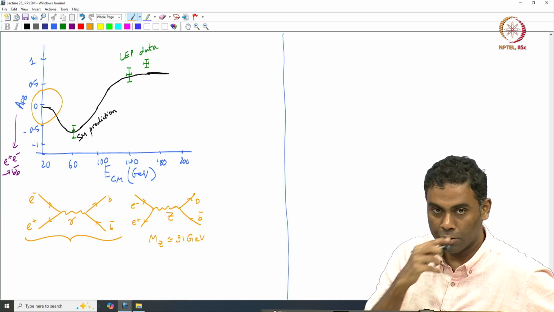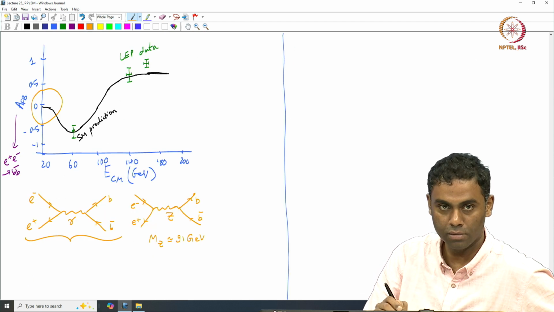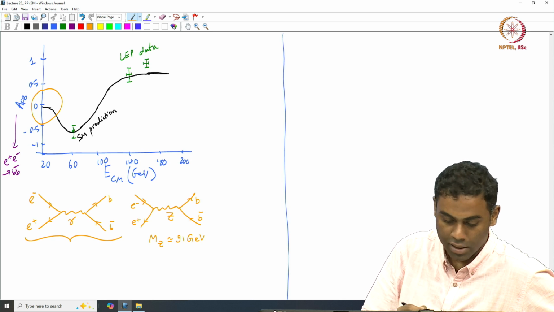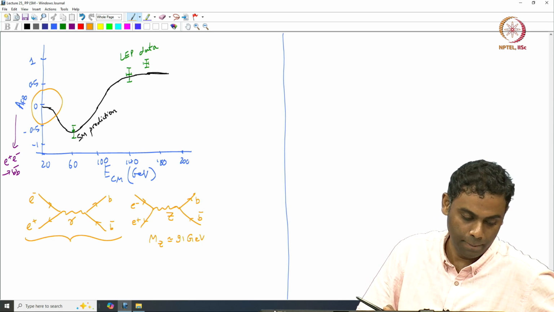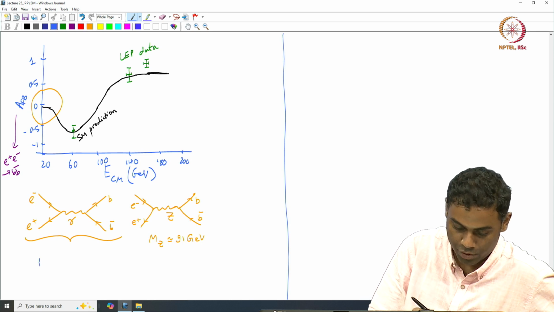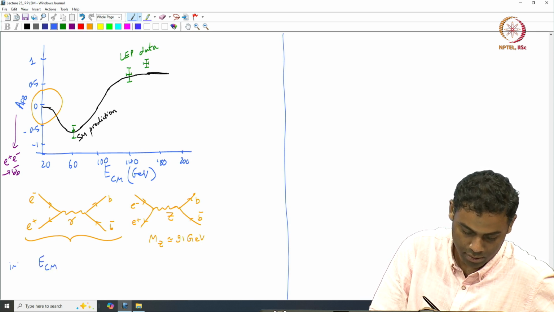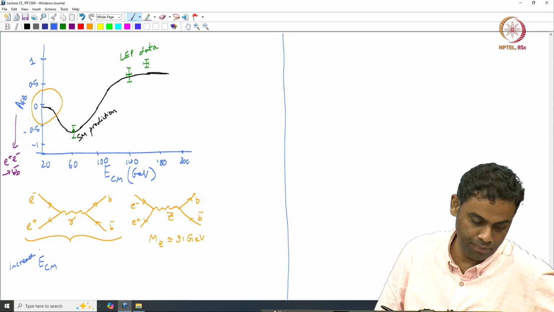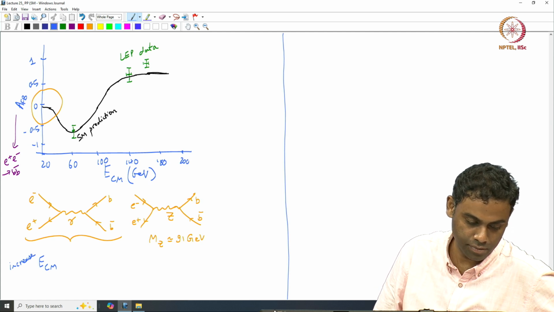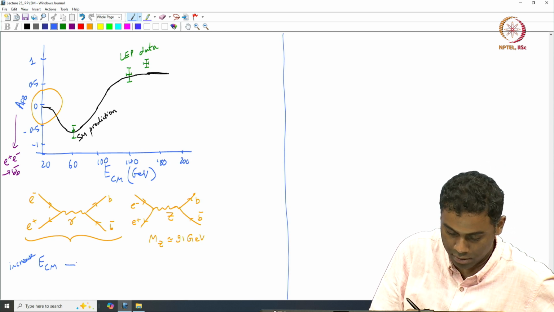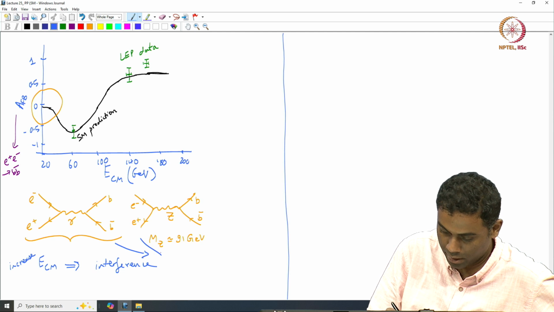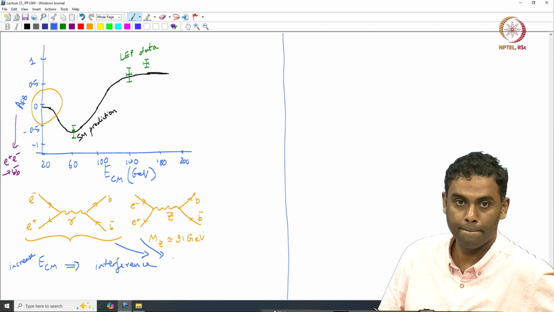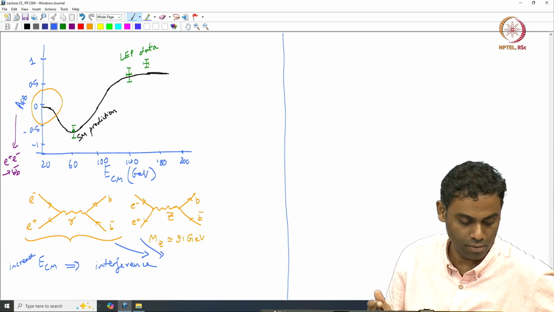Now, as you go to higher and higher energies, even though you have not really hit the Z boson, what do you have? Let me write that. So as I increase ECM, you have interference between these two terms, between these two amplitudes, right?